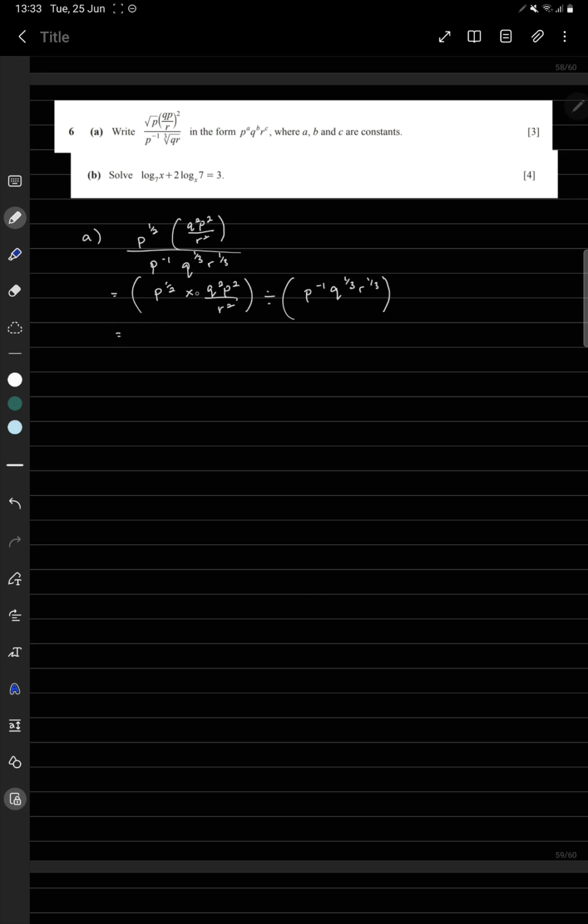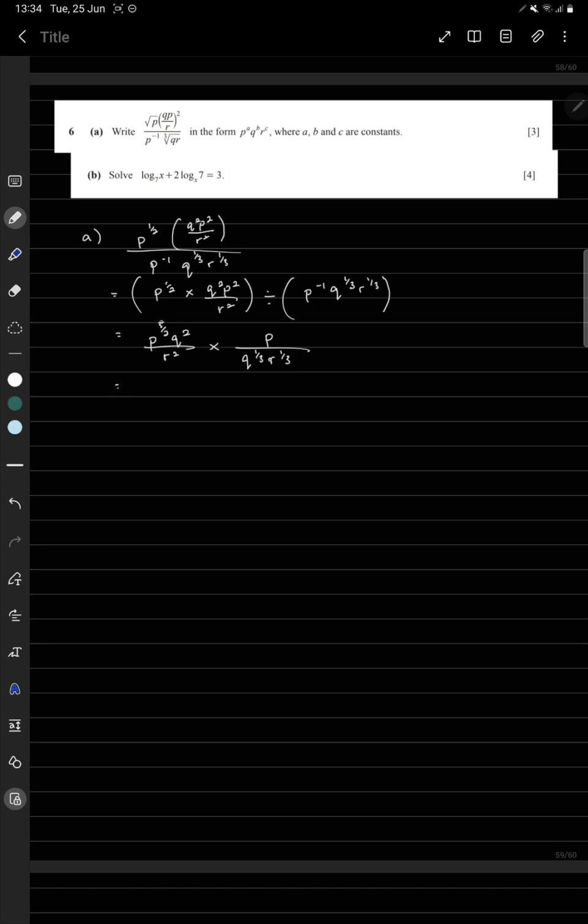So P to the half times P squared, that's going to give you P to the power of 3 over 2, right? Let me double check. No, it's going to give you more than that. It's going to give you 5 over 2. Then we have Q squared over R squared. Then we'll multiply with 1 over P inverse. So P to the negative 1, we can write it as P. Then you have Q to the 1 over 3, R to the 1 over 3.